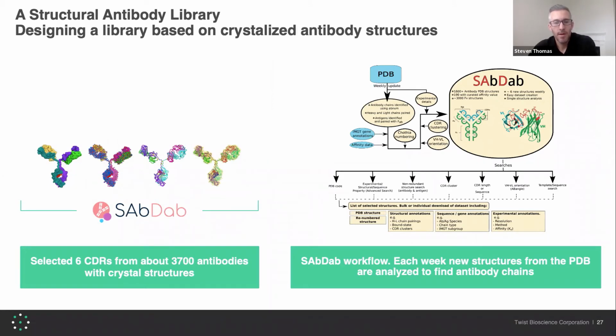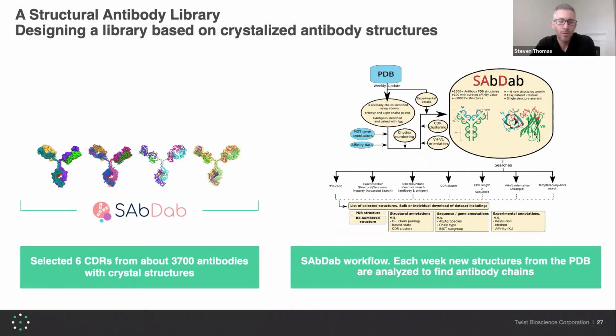So, building on this theme, we have naive libraries and we have target class specific libraries. But among the naive libraries, we've also taken a more thoughtful approach to the upfront design of some of these libraries. One is shown on the screen here. We call it the Structural Antibody Library. It was built based on antibodies from the Protein Data Bank that have known crystal structures. It took a while to bioinformatically mine this data and come up with the most ideal design.